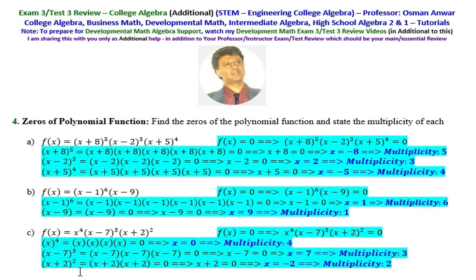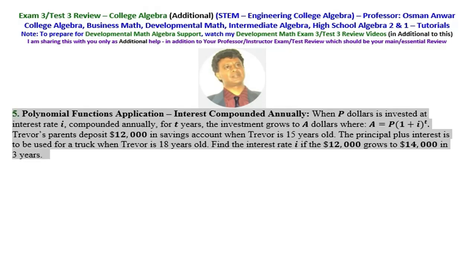x plus 2 squared equals x plus 2 times x plus 2 equals 0. That means x plus 2 equals 0. That means x equals minus 2. Multiplicity is 2. Number 5 is polynomial function application.